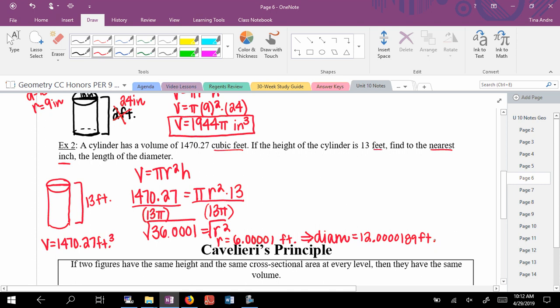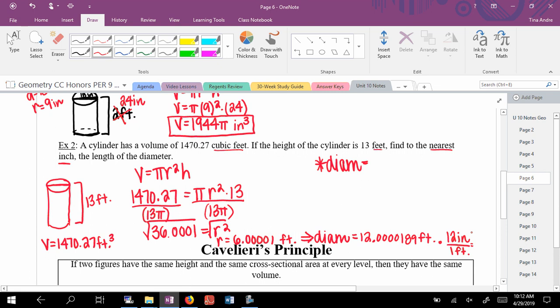I want to make this into inches now. So if it's 12 point, let's just say approximately 12 feet, I want to convert it over to inches. So let's just do that right up here. So I'm going to say the diameter. To convert that into inches, that means it has to get smaller. So let's go ahead and just do our conversion. So 1 foot is equal to 12 inches. So 12 inches is on top, 1 foot is on the bottom. So you're going to multiply that by 12. So there's going to be more inches.